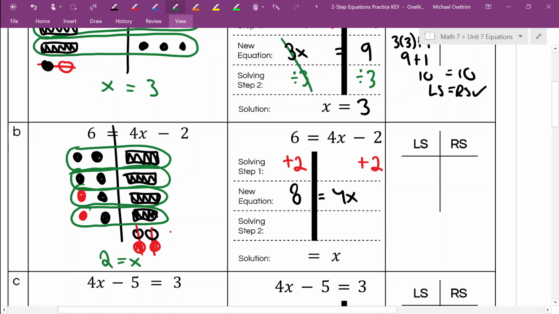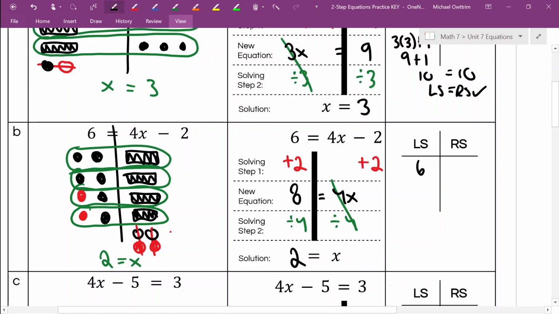In terms of my symbolic work, I'm splitting up those 4, or dividing both sides by 4, and that's the opposite of multiplying the x by 4. So 4 divided by 4 cancels out, leaving us with just x, and then 8 divided by 4 is what gives us our 2 in our solution.